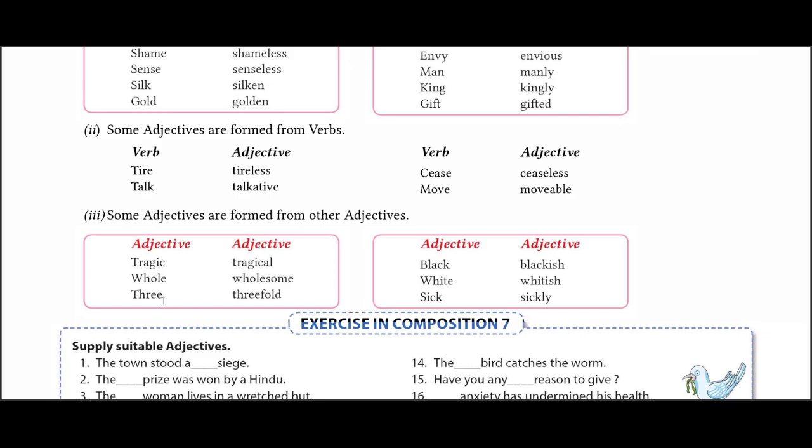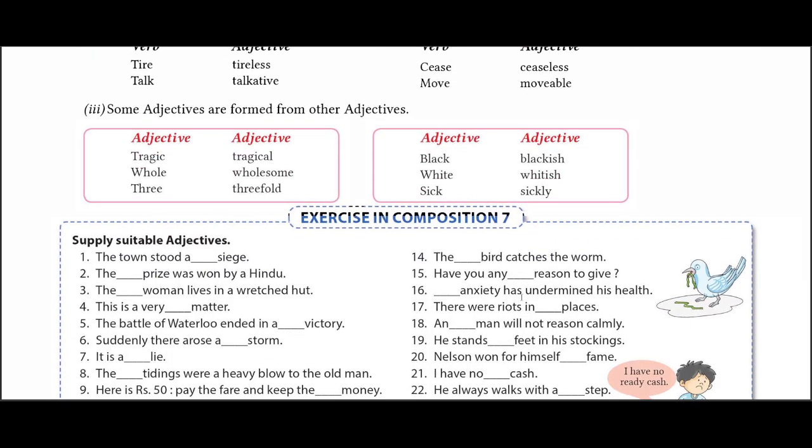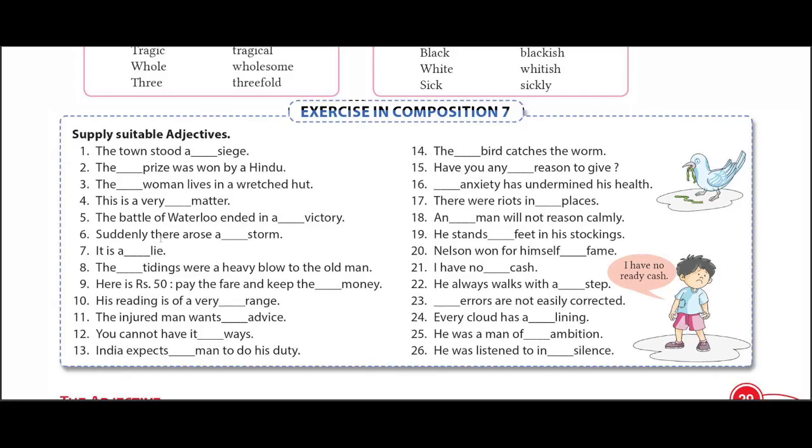Three is a definite numeral adjective. And from three, we can form an adjective, threefold. Black, blackish. White, whitish. Sick, sickly. Now, exercise in grammar in composition 7. Supply suitable adjectives.